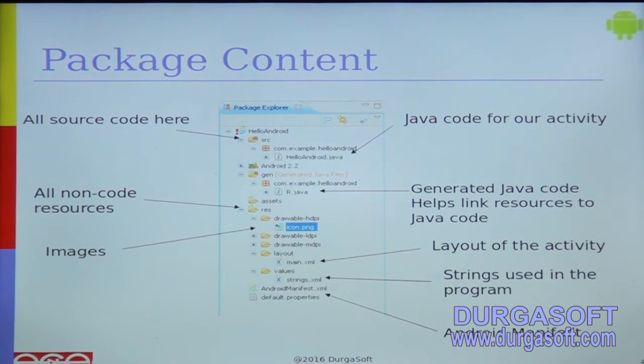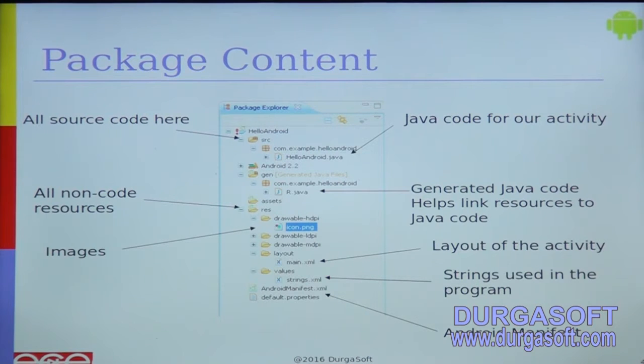And let's come back to R.java. R.java is something that links resources to the Java code. In the sense, you have so many resources below, which means res is the resources, which has drawable images, layouts, strings, values and so on.